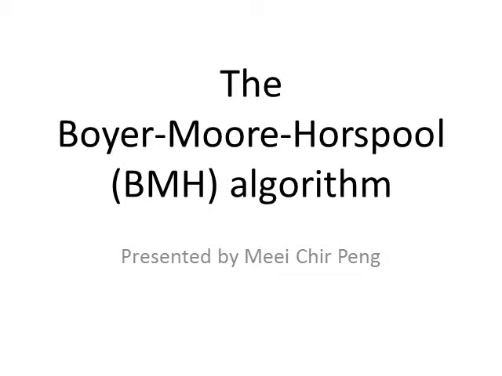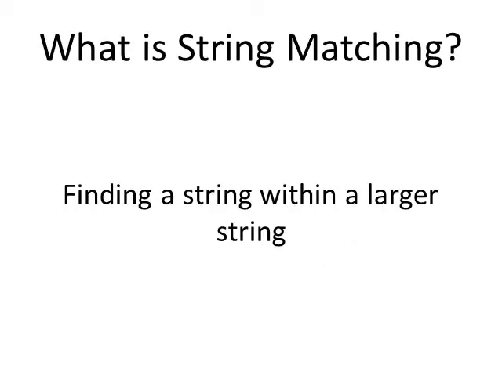In this video, I'll be talking about the BMH algorithm for string matching. So firstly, what is string matching? To put it simply, string matching is finding a string within a larger string. This is often used when you're searching through web pages for a specific word. For example, when you're at a page and you're looking for the word cow, you Control F, you type in cow, and it would find the word cow as well as all the occurrences possibly.